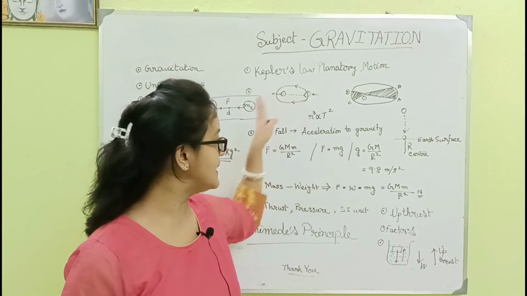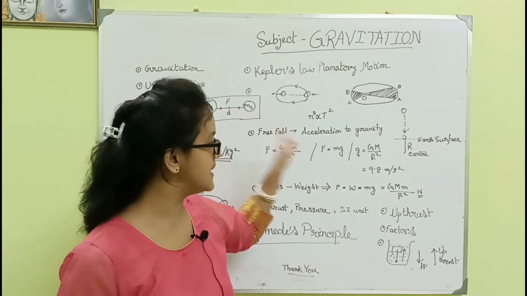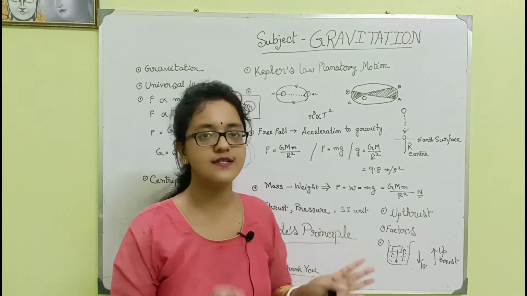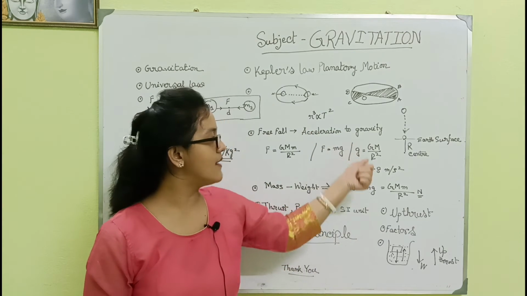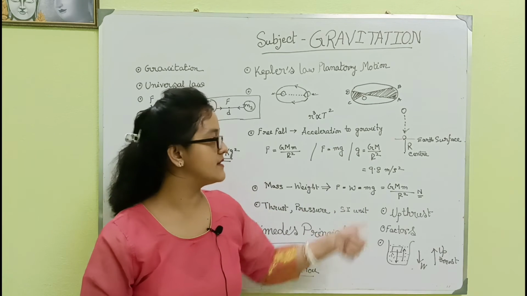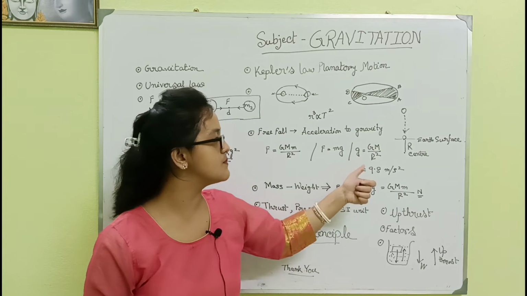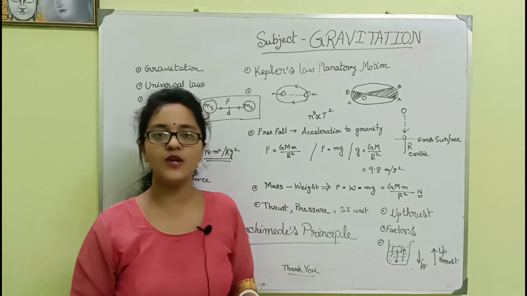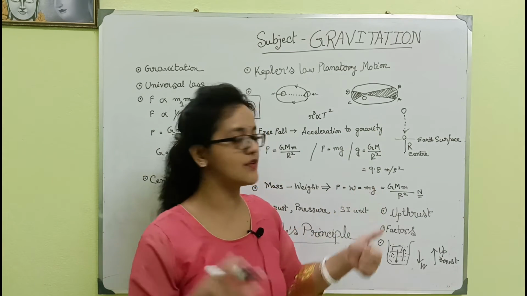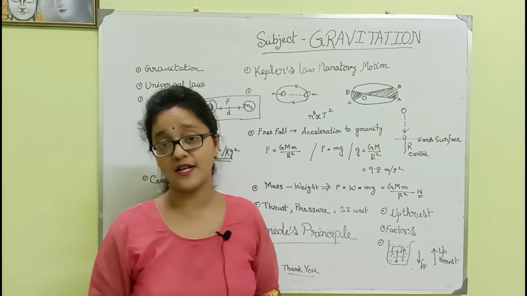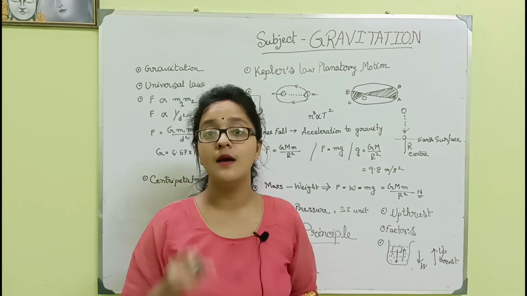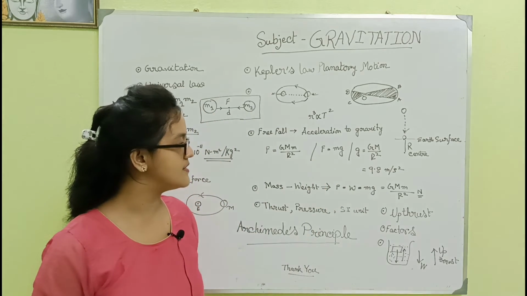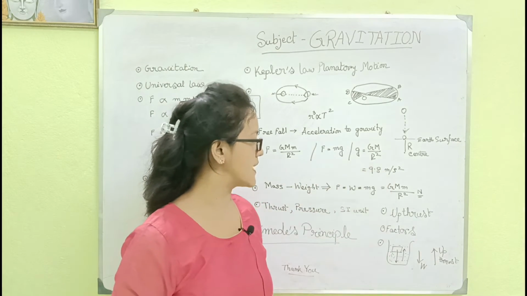Combining these two formulas, we see that the acceleration due to gravity is the product of the universal gravitational constant and the mass of the Earth, divided by the square of the distance between the object and the center of the Earth. From this formula, we can see that the acceleration due to gravity is not dependent on the mass of the object but on the mass of the Earth, and its value is 9.8 meter per second square.